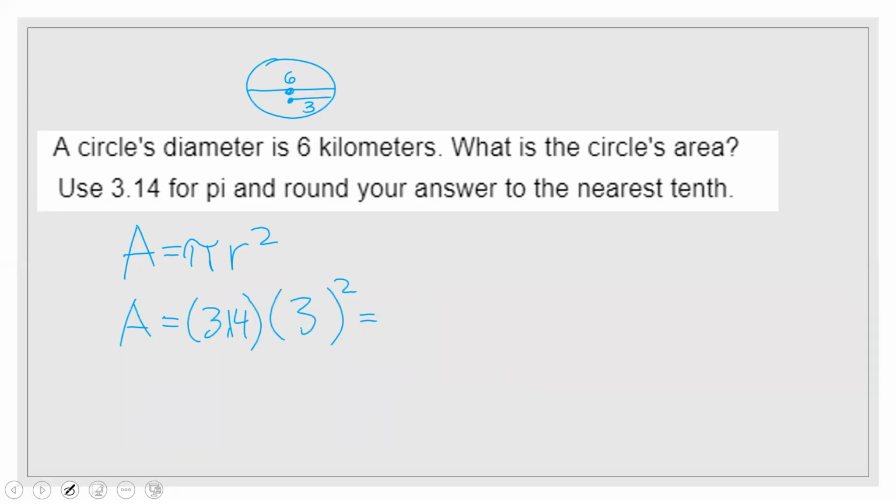So now that we know that piece of information, we can say we have an area of 28.26. It says round to the nearest tenth. This 6 will make the 2 round up, so it'll be 28.3. It says kilometers, so km squared. There's the area of that circle.